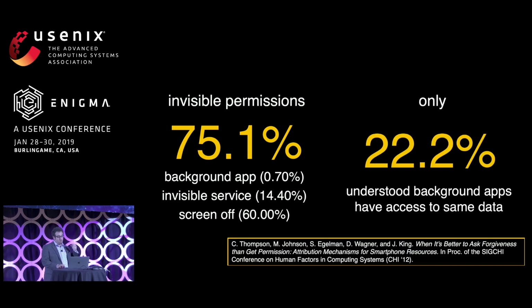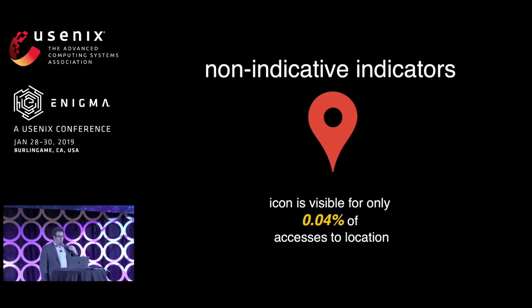And this stands in contrast to another study that we did earlier where we asked people what they believe happens to an app when it's no longer running in the foreground. And in fact, only a little over 20% of our survey respondents understood that apps running in the background have the same abilities as apps running in the foreground. Most people believe that when the app goes into the background, it either stops running entirely or it's limited in what data it can access. That's obviously incorrect.